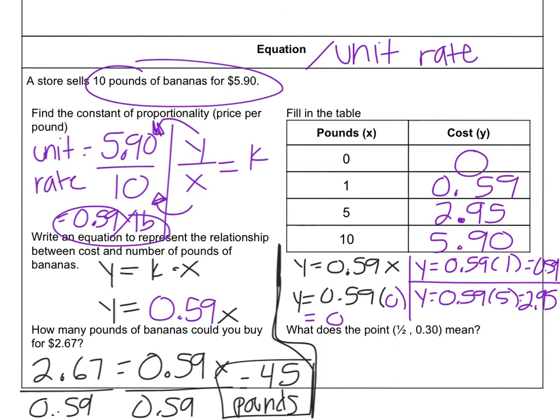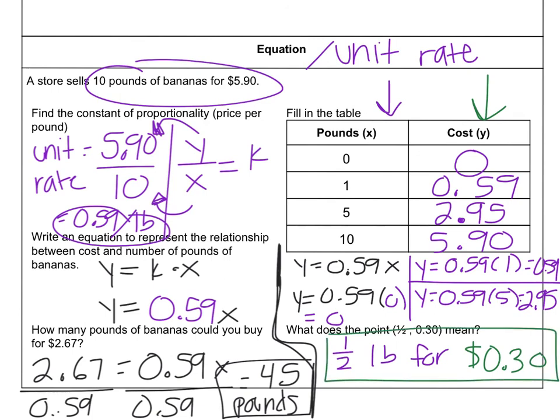Okay, so what does the 1/2, 30 mean? Or 0.30? So my x value is my number of pounds, so that would be 1/2 pound and my y value is my cost. So 30 cents. That's all that point means.